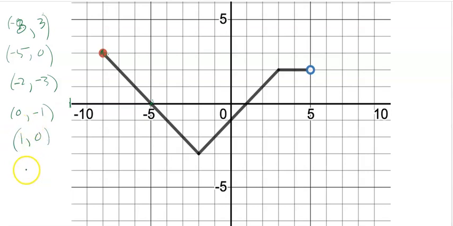And an x is 3 and a y. Sorry, I did not mark that correctly. Make that point correctly. Okay. X is 3 and y is 2. And x is 5 and y is 2. So those are my original function. That's my f of x.